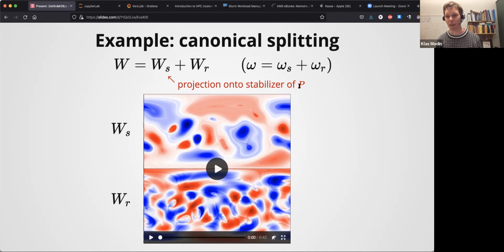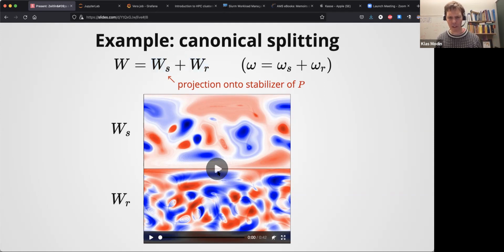Right? So we have the P all the time. This is canonical. It's just given by the Lie algebra structure that you have and the Hamiltonian. That's all it depends on, right? So we have this P and the W, and then we project the W to the stabilizer of P, and then we get a splitting. And this splitting captures some interesting things.